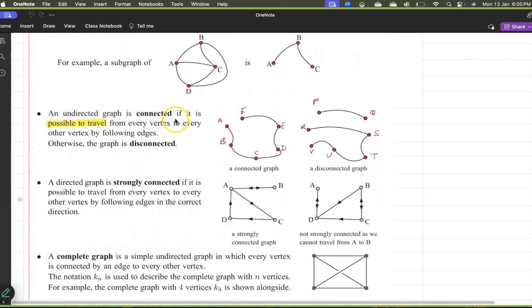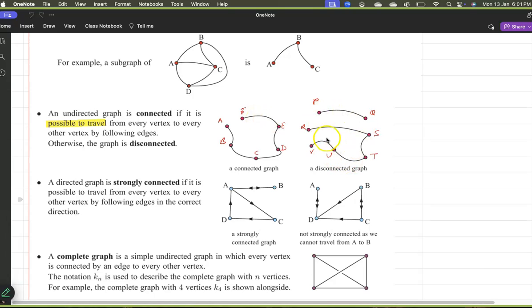An undirected graph is connected if it's possible to travel from every vertex to every other vertex by following the edges. Otherwise the graph is disconnected. So this is a connected graph because you can travel from any place to any place. You can travel from A to F, E, you can travel from A to D, you can travel from C to F. You may have to pass through other vertices, but it's fine.